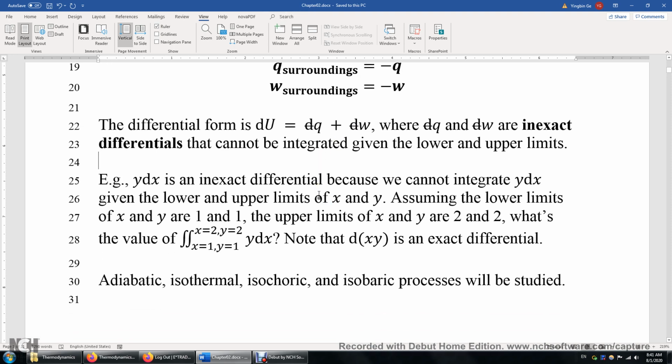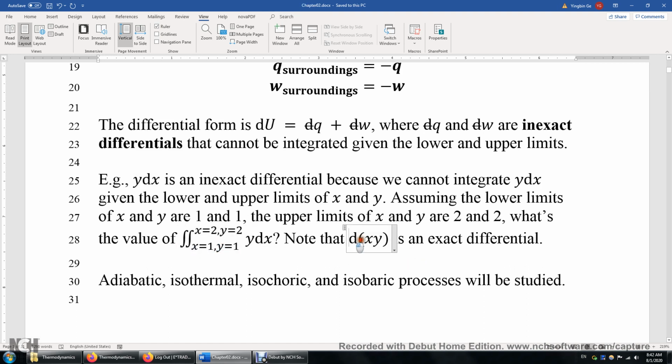Let me give you one example. y dx is an inexact differential. We cannot integrate this y dx given the lower and upper limits of x and y. Let's say the lower limits of x and y are 1 and 1. The upper limits of x and y are 2 and 2. How do you integrate y dx? There's no way to integrate y dx. We have to know how y changes with x before we can integrate this y dx.